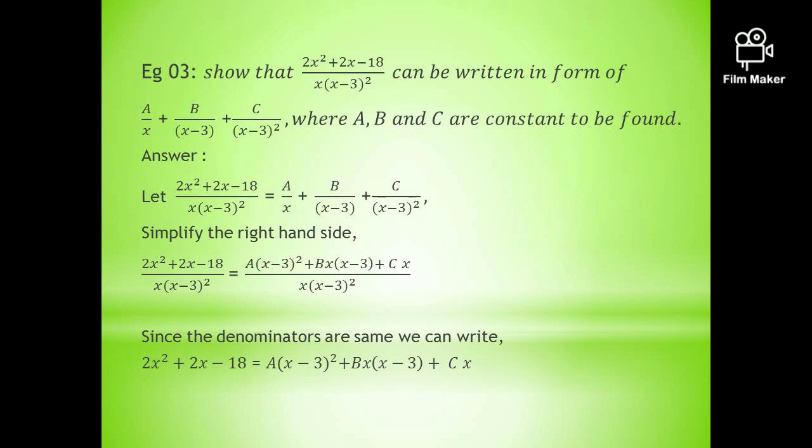With that, if you take the LCM, you can write (2x squared plus 2x minus 18) over x into (x minus 3) squared equals a times (x minus 3) squared plus b times x into (x minus 3) plus cx, over x into (x minus 3) squared. Since the denominators are same, you can equate 2x squared plus 2x minus 18 equals a (x minus 3) squared plus b x (x minus 3) plus cx.